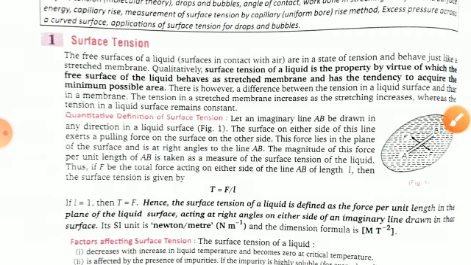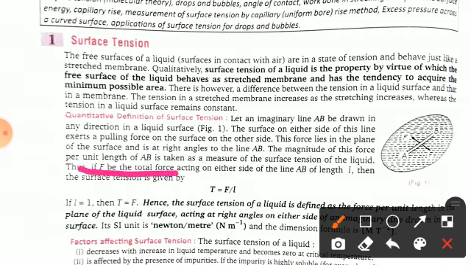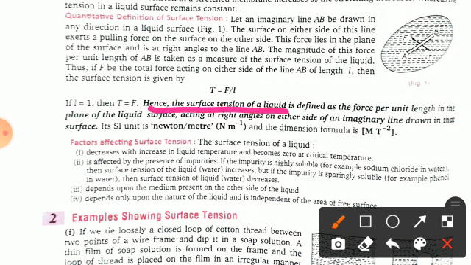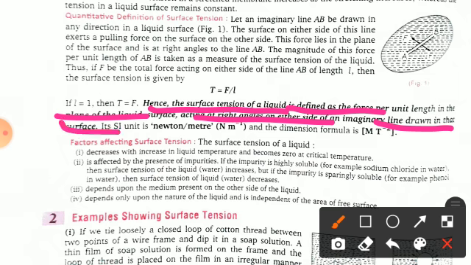Thus, if F is the total force acting on either side of the line AB of length l, then the surface tension is given by the force per unit length. So the tension is equal to force divided by length. In place of length, if we take 1 meter, the tension is equal to how much? The total force. Hence, the surface tension of a liquid is defined as the force per unit length in the plane of the liquid surface, acting at right angles on either side of an imaginary line drawn in that surface. The SI unit is Newton per meter and its dimension is MT^-2.